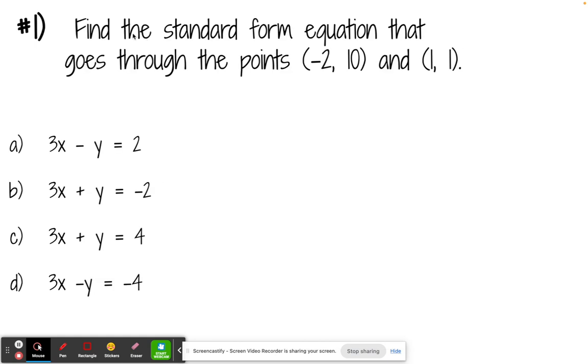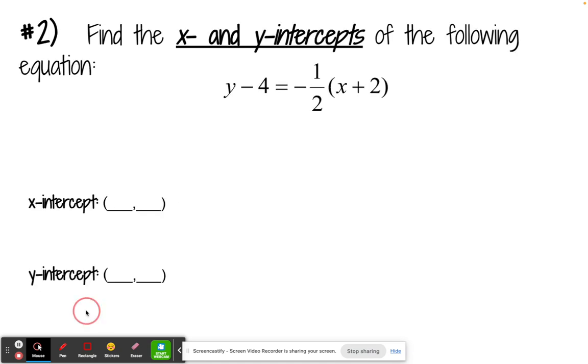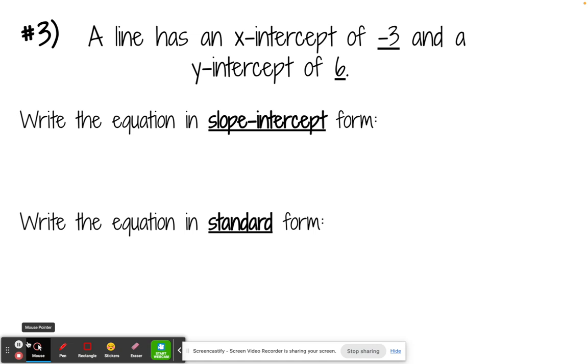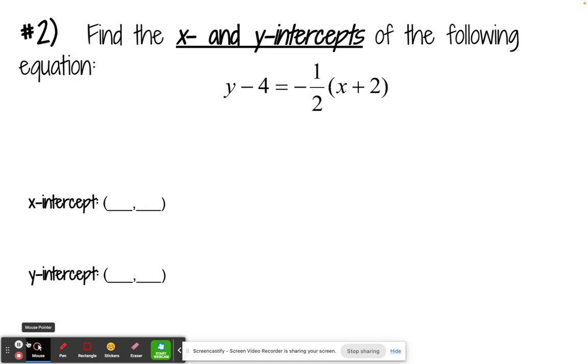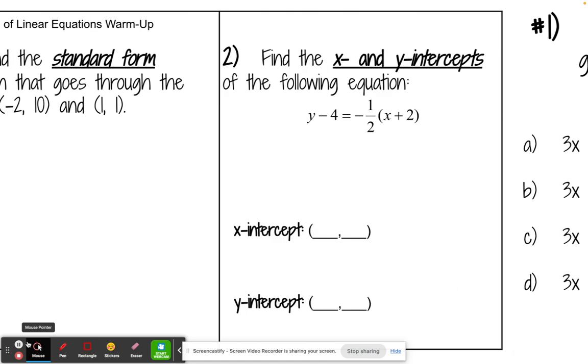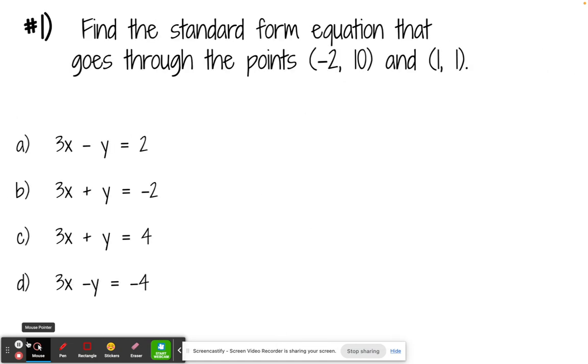Okay, so find the standard form equation that goes through these points. Again, I just did that, so I don't need to do that again. Those are the 2 things I just did. I think. Yeah, just wanted to verify.